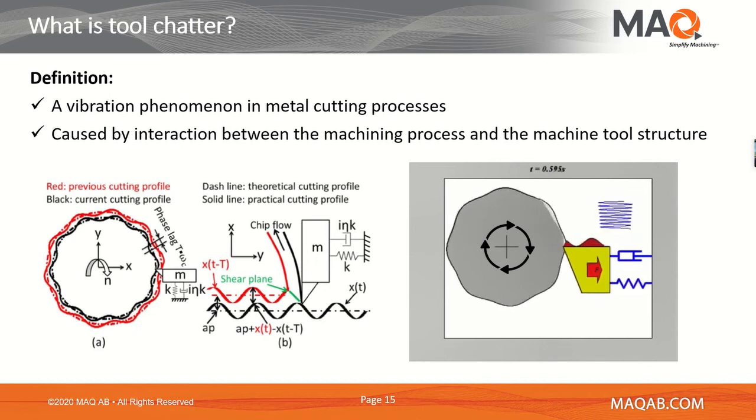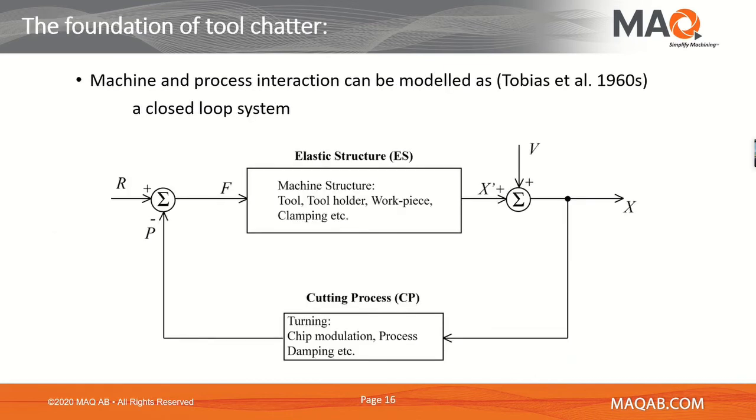It is affected by the previous cutting profile on the surface and the current cutting profile. These two cutting profiles decide the chip thickness, or chip load, applied on the cutting tool. And this chip load has the frequency information of the cutting tool structure, and that is what we call tool chatter.